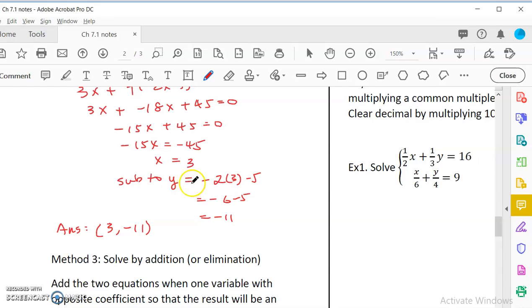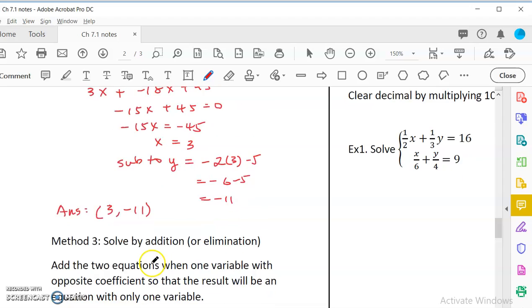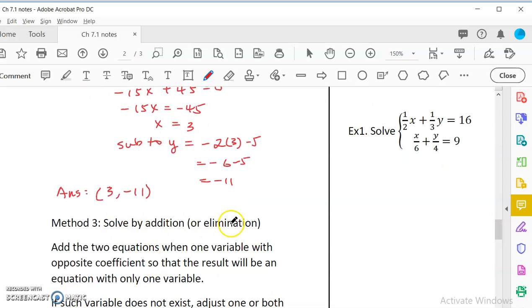So this is the second method. I'm going to do a second video for the third method, which is solve by elimination, or we call it solve by addition.